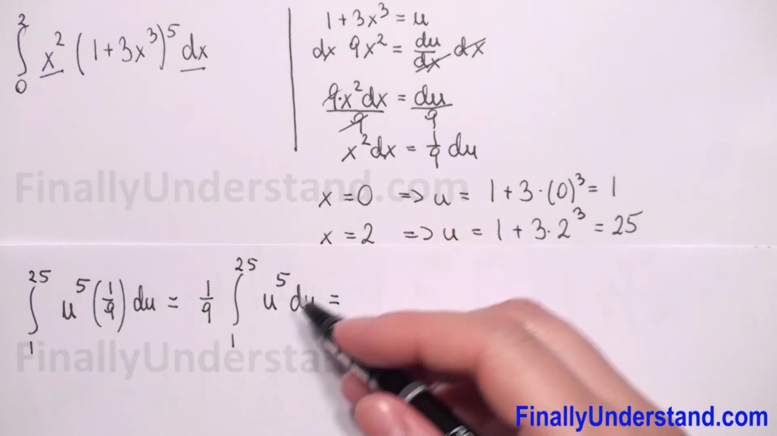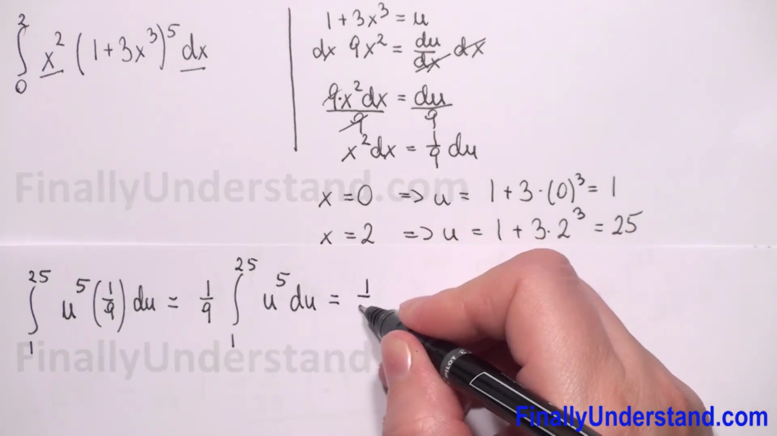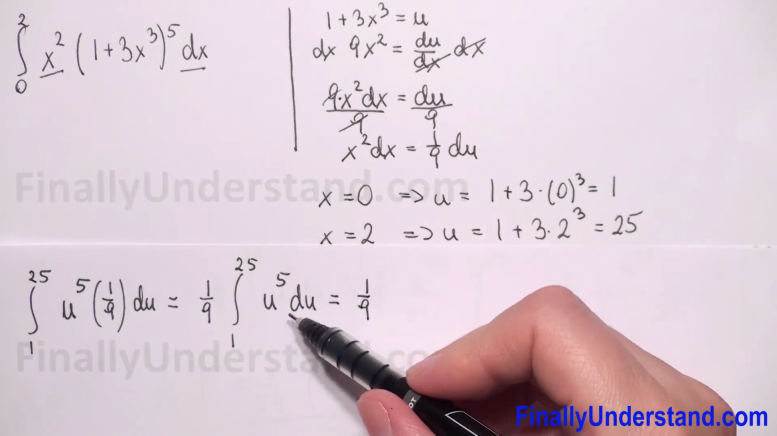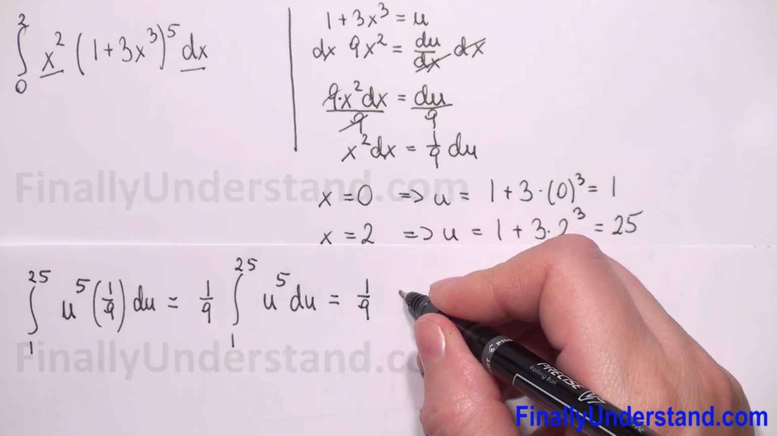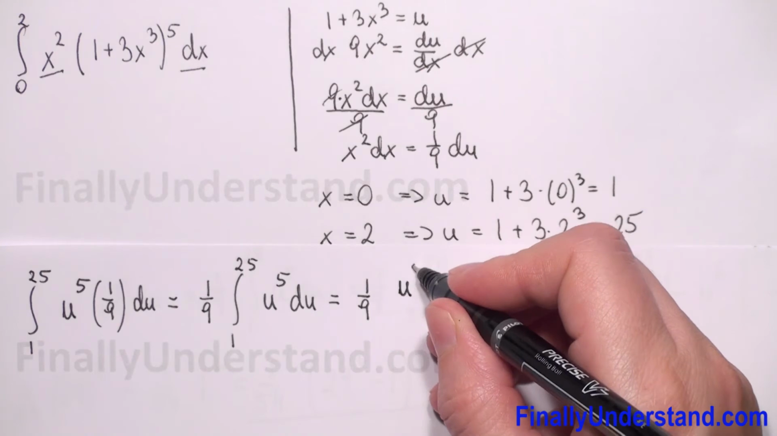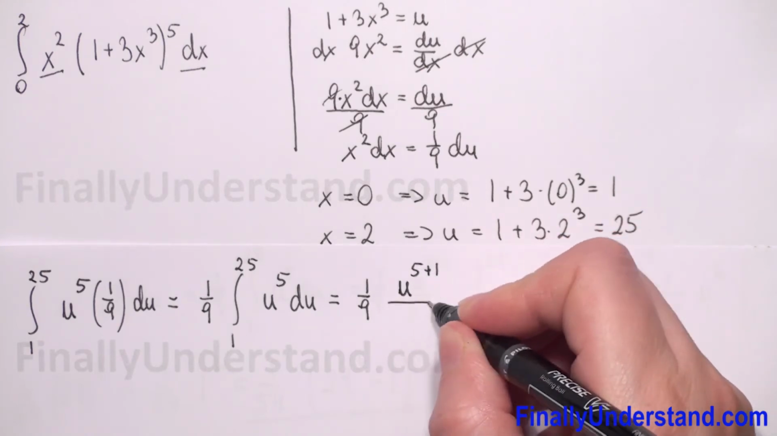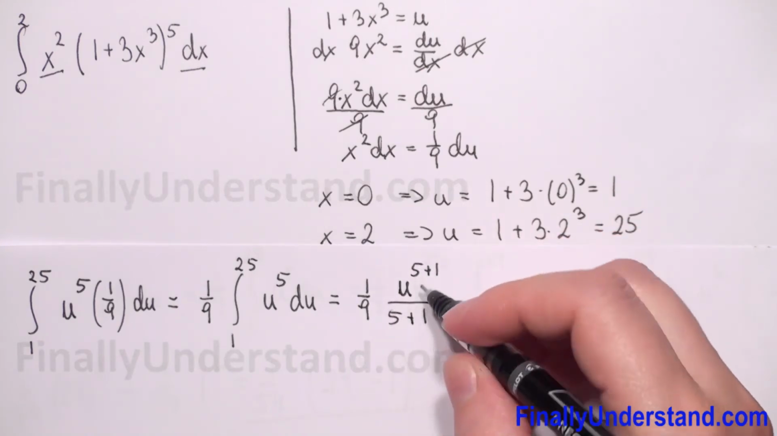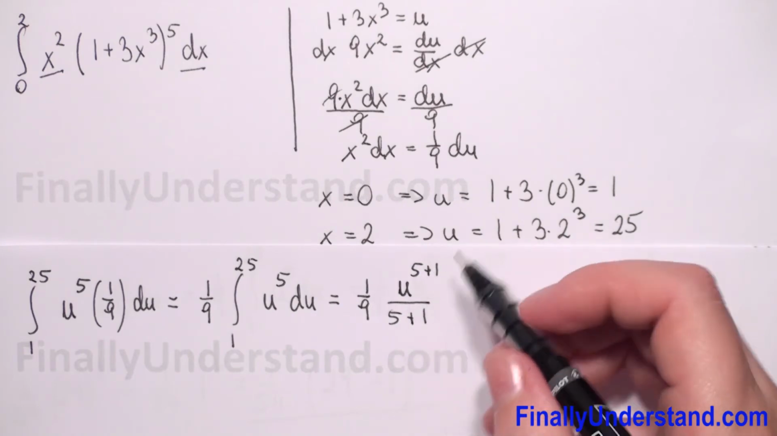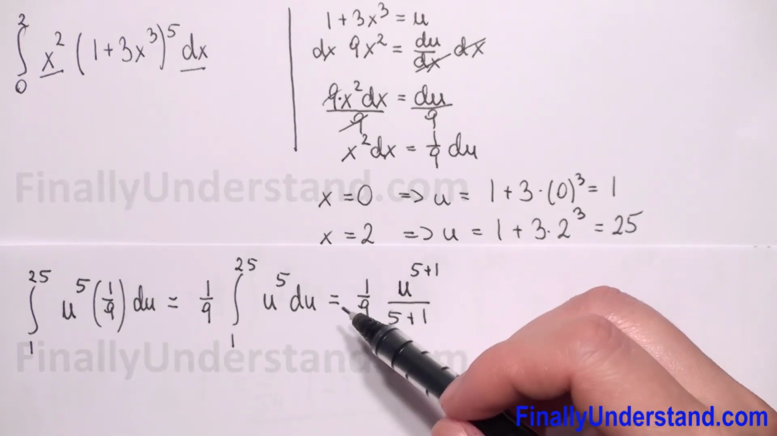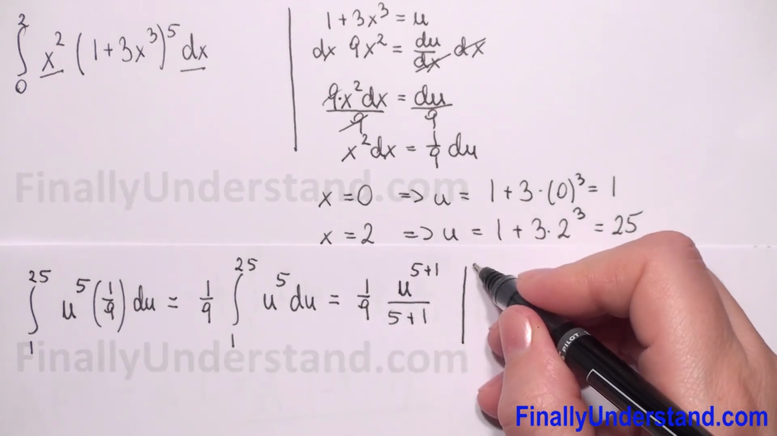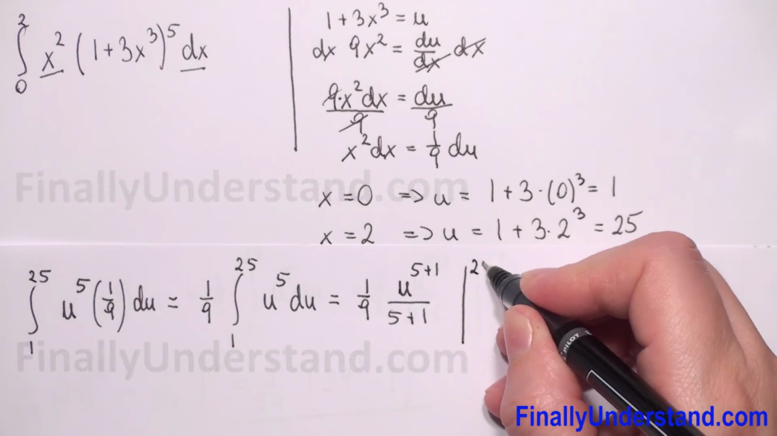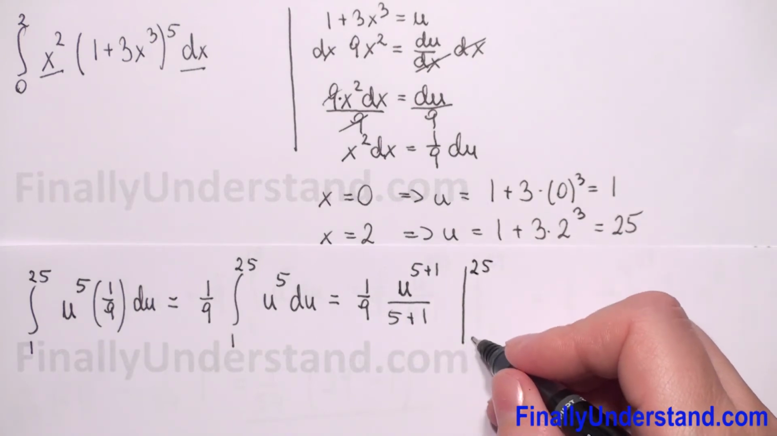This is equal to, we have to copy the constant, and now we will use the integral of power function formula. So we have 1 over 9 times u to the power 5 plus 1, over 5 plus 1. The denominator is the same as the exponent. And because we have a definite integral, now we have to put a vertical bar. On the top we have upper limit 25, and on the bottom we have 1.